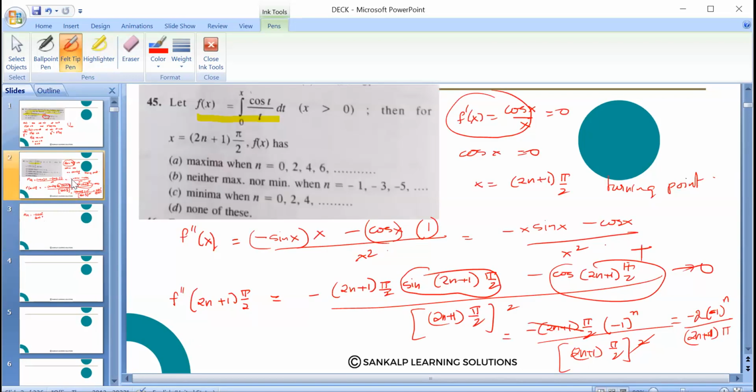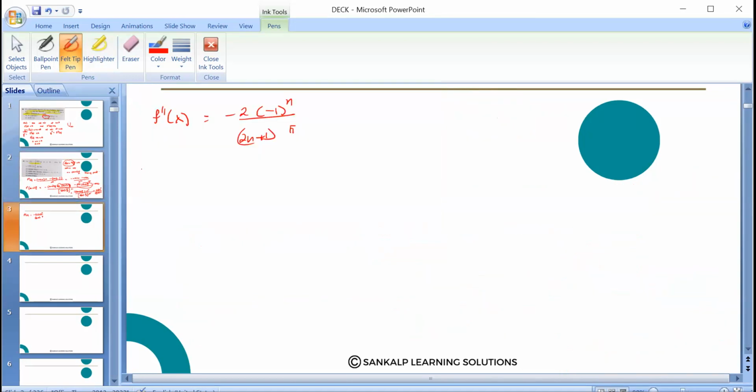So if n is even number, like n is 0, 2, 4, 6, so on, what we will get for f double dash? N is even, so we will have minus 2 by 2n plus 1 pi. That means negative. So f is concave down. That means it will have maximum.